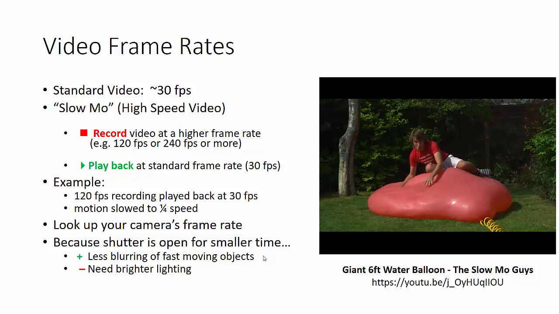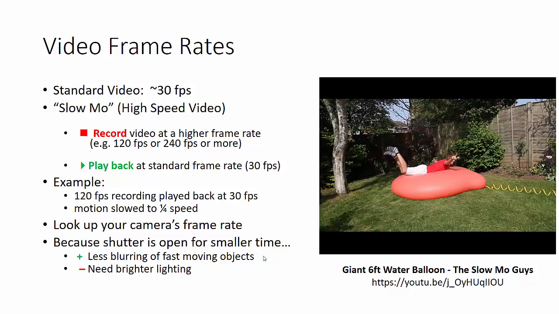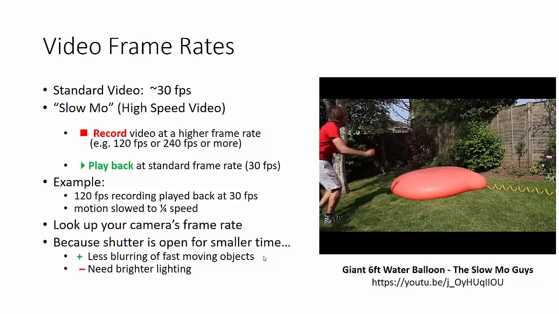So make sure you're in a very bright situation, outside in daylight for example, or have some additional lighting inside to get a bright picture. Once again, this is because the shutter is open for such a small time that we're capturing less light per frame, so we have to force more light through that aperture.